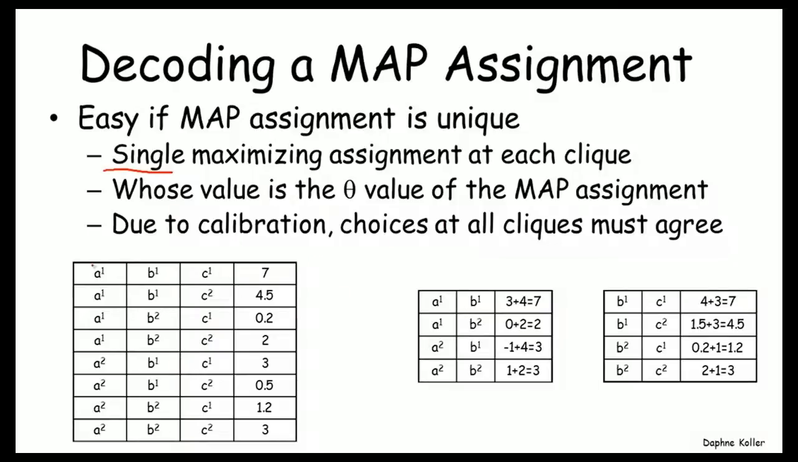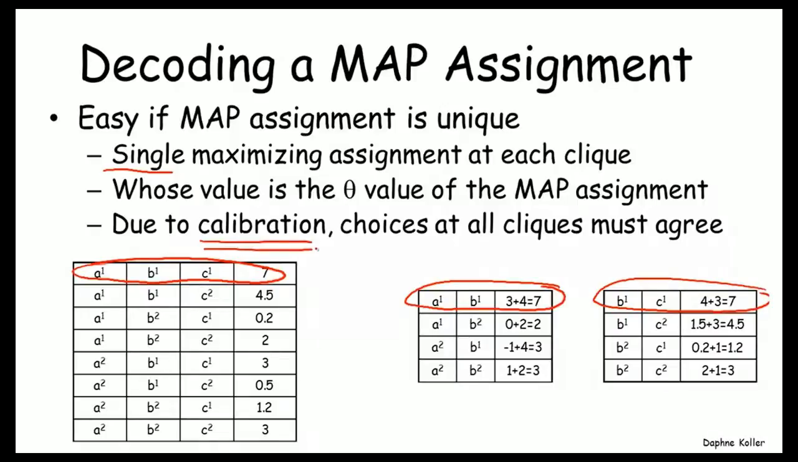So in our example that we showed before, we had A1, B1, C1 assigned as the MAP assignment, and we saw that A1, B1 was the maximizing assignment in clique 1, and B1, C1 was the maximizing assignment at clique 2. And we also saw that, due to the calibration property, the cliques must agree, which means that it doesn't really matter whether we pick the value of B from this clique or from that clique, because they're going to give us exactly the same answer.